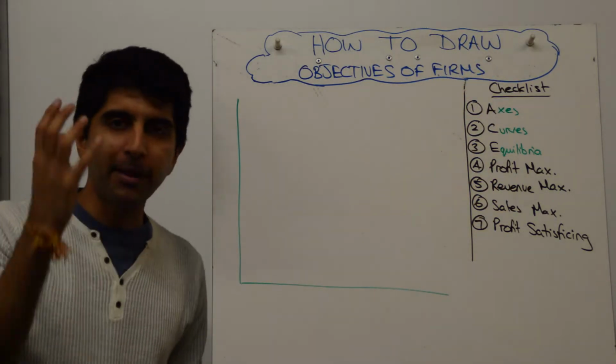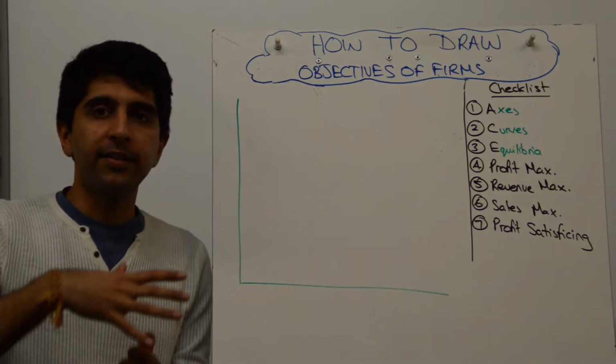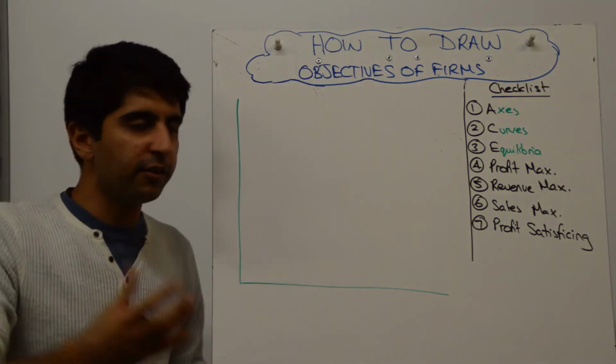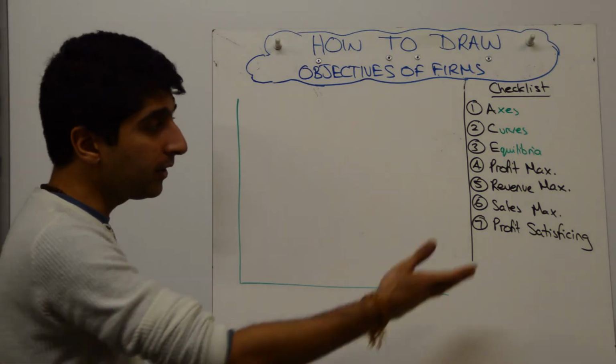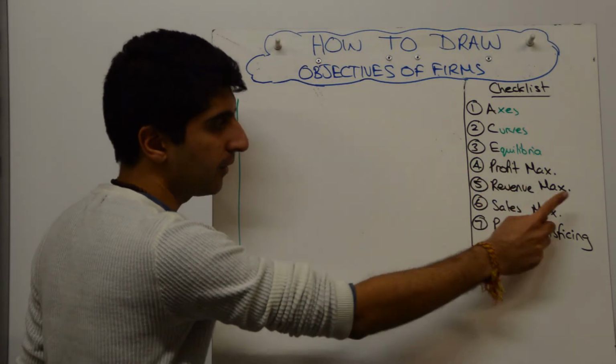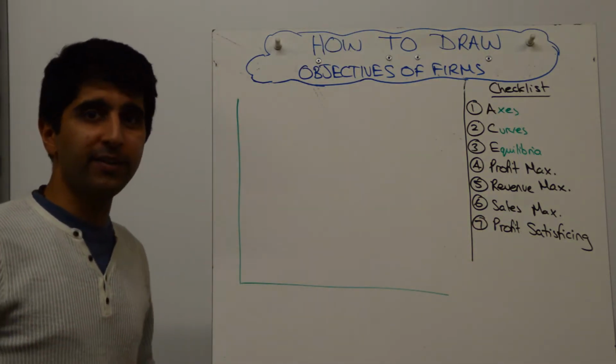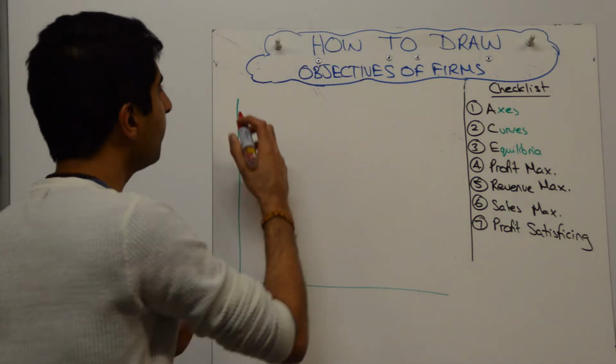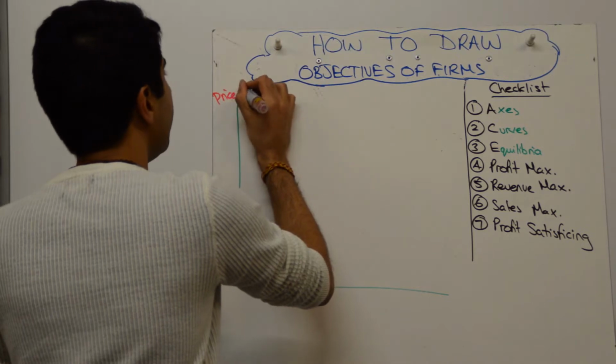Remember, this checklist is a mental thing. Very useful idea that before you draw your diagram, you have an idea of what you're trying to show. And you can see here, we can show 4 different objectives on this one diagram. Profit max, revenue max, sales max, and profit satisficing.